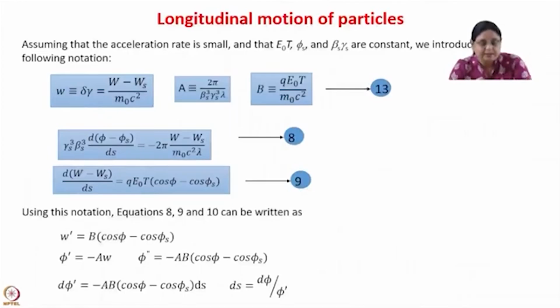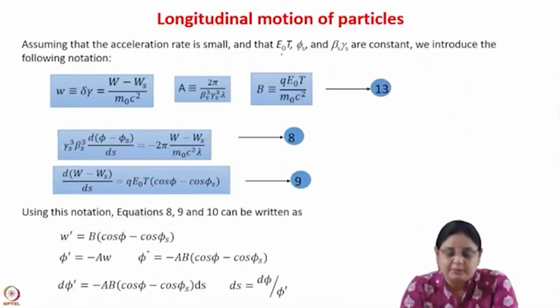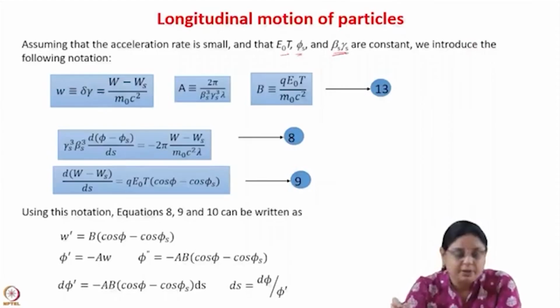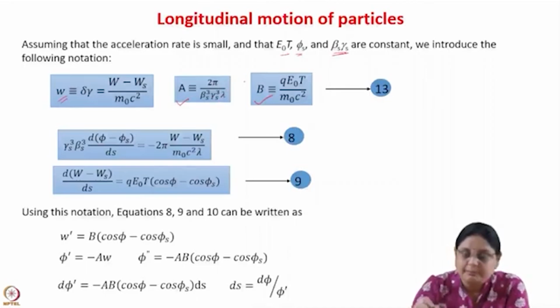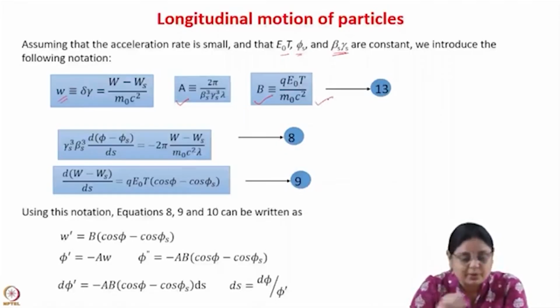Now assuming that the acceleration rate is small, that means we can take E0T phi s as constant also, and since the acceleration rate is small, beta s and gamma s are constant. So we introduce the following notation. We write small w is equal to w minus ws divided by M0 c square. Then we define A and B, which are constants. So A is 2 pi by beta s cube gamma s cube lambda, and B is q E0T by M0 c square. Now these are the two differential equations.